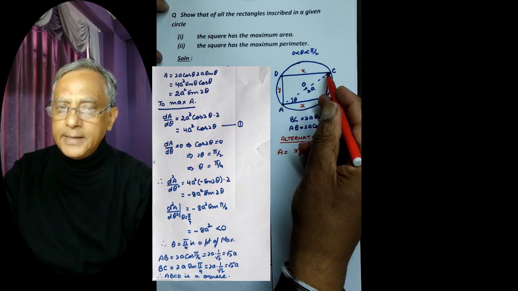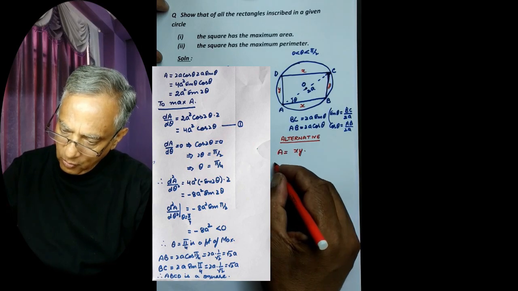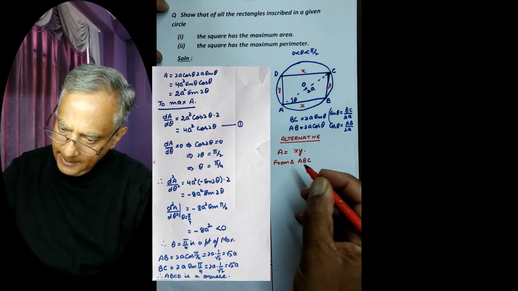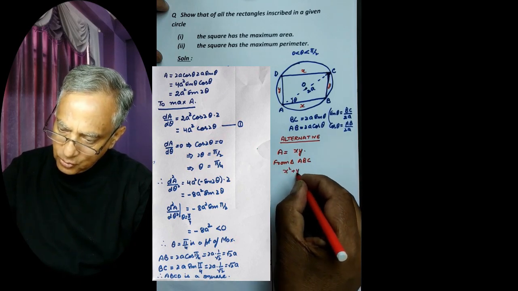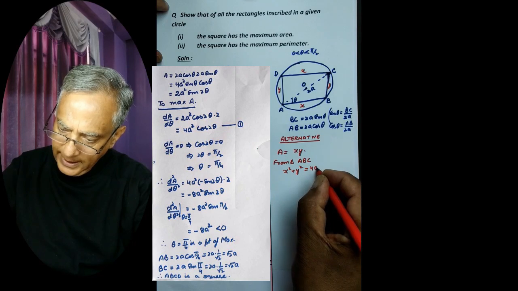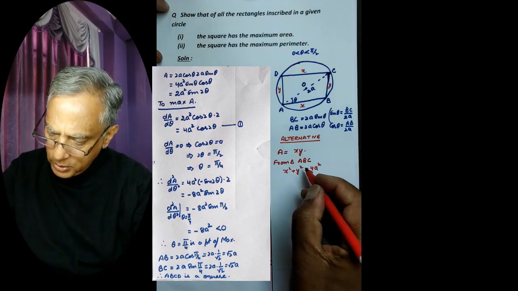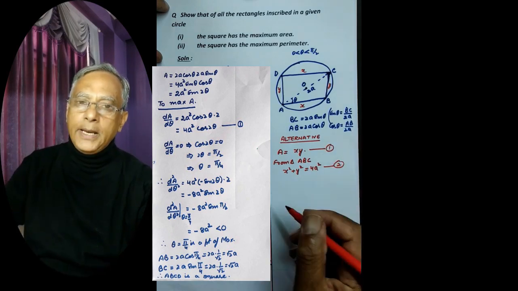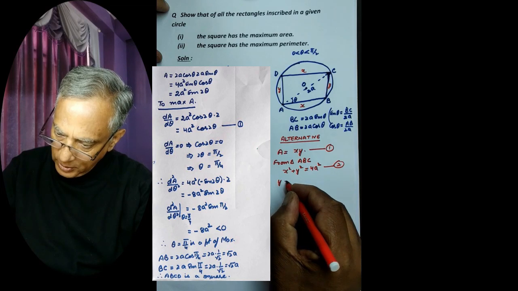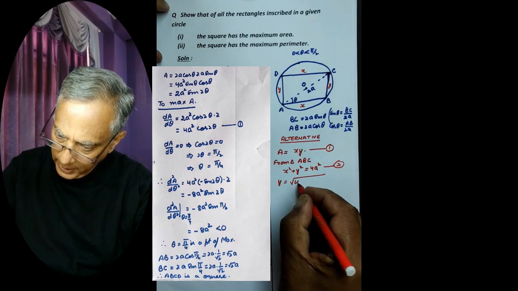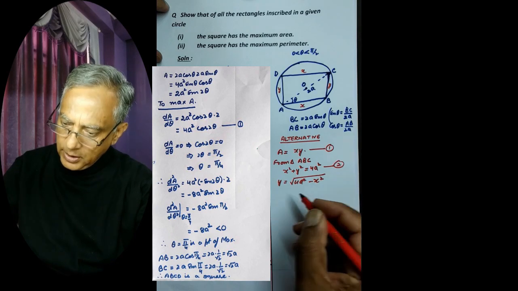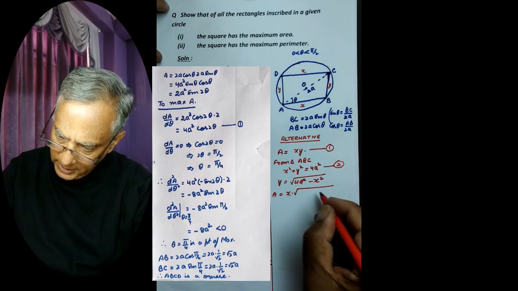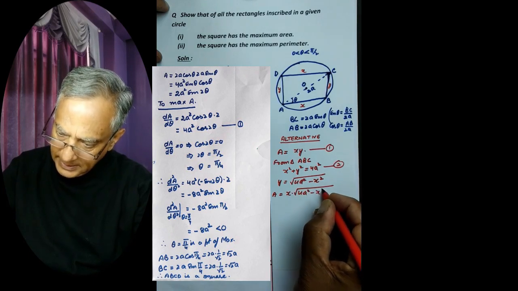This must be a right angled triangle. And therefore from triangle ABC, x square plus y square must be equal to 4a square. Now we will use this to express A as a function of a single variable. Now y is equal to under the root 4a square minus x square. Therefore, A is equal to x into under the root 4a square minus x square.